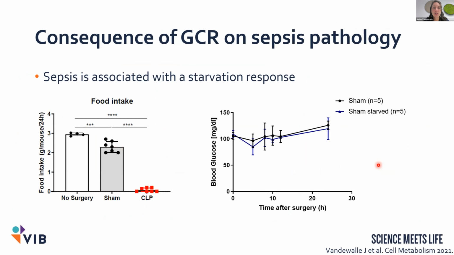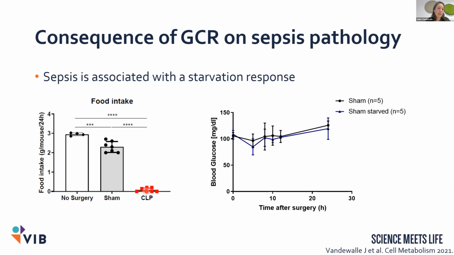Then for the consequences of that glucocorticoid resistance on the sepsis pathology, as said, we see that sepsis is associated with the starvation response. A normal food intake of mice is about 3 grams per mouse per day. We can see that sham surgery does have some effect. There is some reduced food intake, although there is still a decent amount of food intake in those mice. But the CLP mice are very sick and they are unable or unwilling to eat. So we can see there is no food intake of those mice, even though they have access to the food.